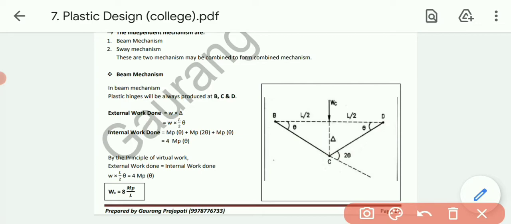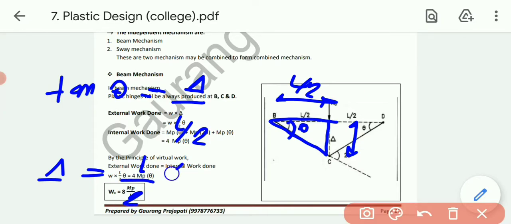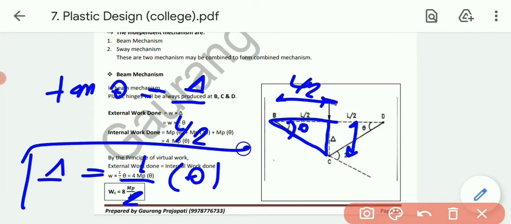As we have already discussed in the previous examples, for the central point load both theta will be equal, so there is no problem with that one. Talking about deflection, let's take any of the triangles. Tan theta equals this dimension, that is delta, divided by this dimension, that is L by 2. So delta by L by 2, so delta equals L by 2 into tan theta. Tan theta is very small, so delta equals L by 2 into theta.